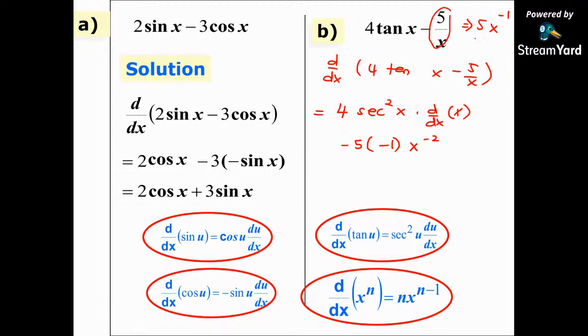So we're going to bring the power down, so it will become negative 5 times negative 1. Copy down the x, but then you have to deduct 1 from the power, so it will become negative 2. So this one will become 4 secant squared x, negative 5, positive 1, so it will become positive 5 over x squared. So we got 4 secant squared x plus 5 over x squared. Okay, next.